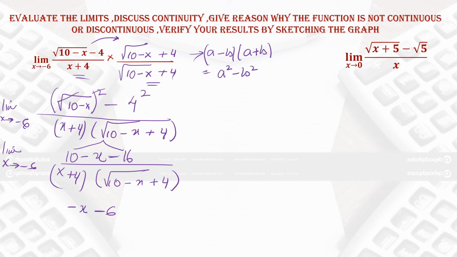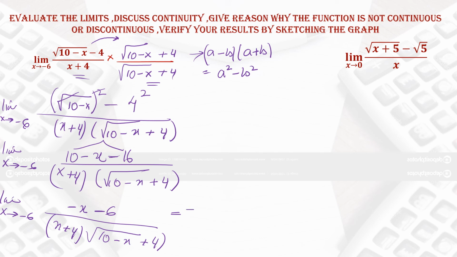Okay. Now the denominator, you will have what? You will have x plus 4, and then you will have 10 minus x plus 4. Now limit x approaches to negative 6. Now substitute the limit. So you will have negative 6 divided by negative 6 plus 4, and then inside you will get 10 minus negative 6 plus 4.